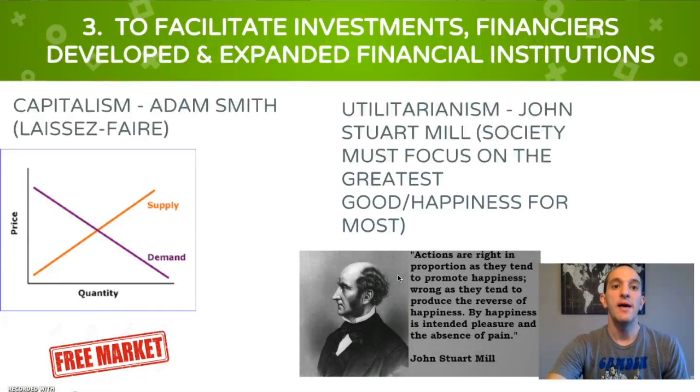And number 3 here, to facilitate all of this, to facilitate the investments and the businesses and whatnot, we're going to see financial institutions expand from the previous time period. So in the previous time period, we had these stock companies, we had monopolies that existed. We're going to see this increase even more. And the main economic system that's going to be developed is what is called capitalism, where you invest capital, which is money, into a business to try and make as much money back as possible off that business.